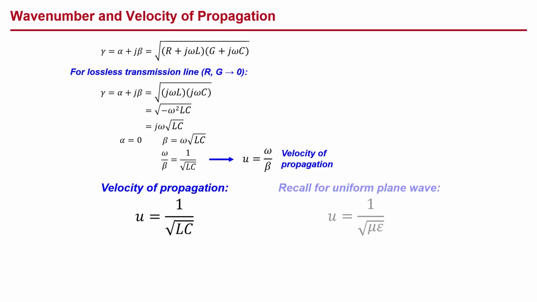Recall that for a uniform plane wave propagating in space, the velocity of propagation equals 1 over the square root of mu epsilon. The permeability mu is expressed in units of henries per meter, inductance per unit length, and the permittivity epsilon is expressed in units of farads per meter, capacitance per unit length, giving the same general form as the expression for our transmission line. We'll come back to this in Part 2.